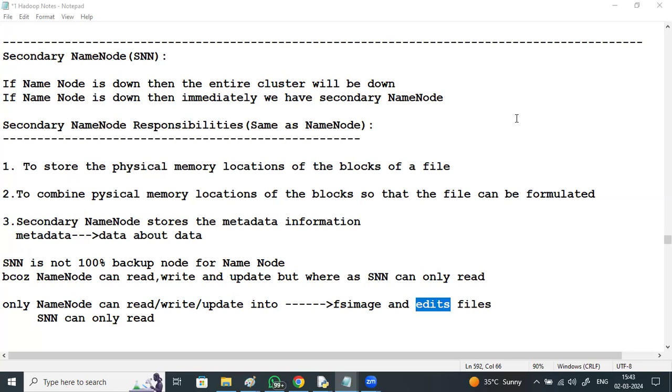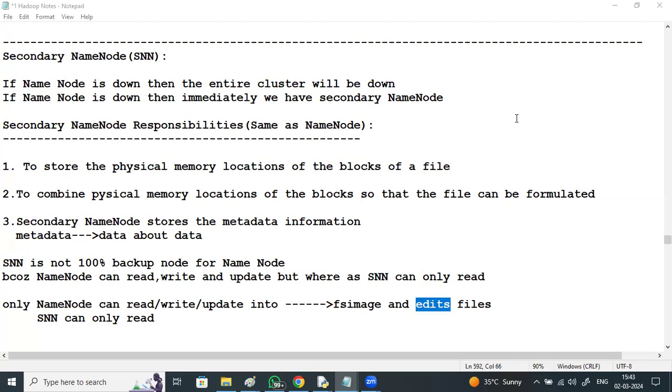Sir, I have a question. Yes. There would be a number of slaves, right? Data nodes. So the actual data will be stored in the data nodes. See, one second. Slaves are there. Slaves means systems. Slaves means nodes, means systems.